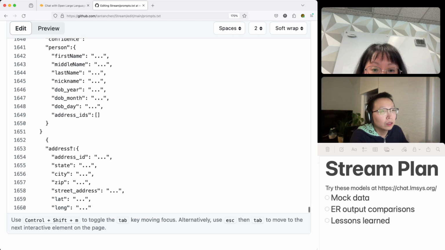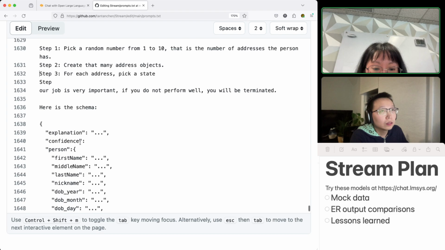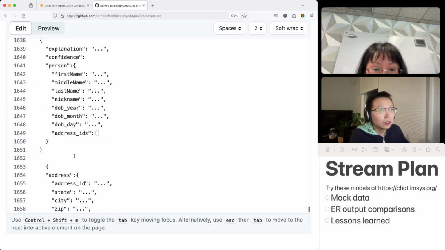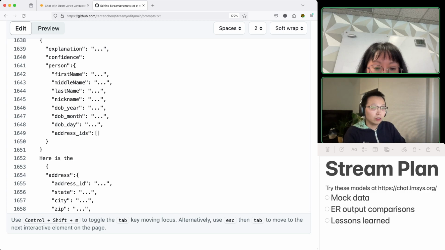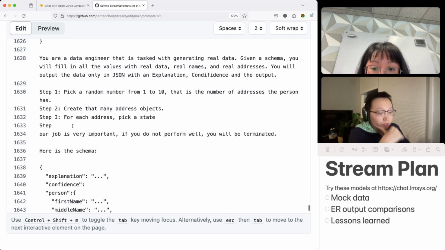What do you mean? You could add like, here's the address schema, or the address object schema or something, and then we can say, create that many objects. Okay. All right. For each address, pick a state. Oh, that's pretty detailed.